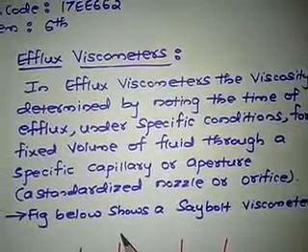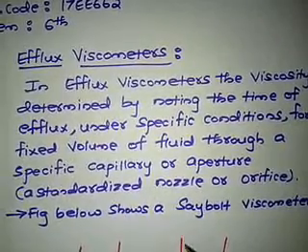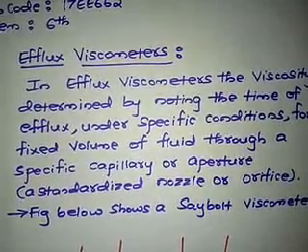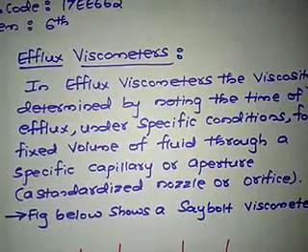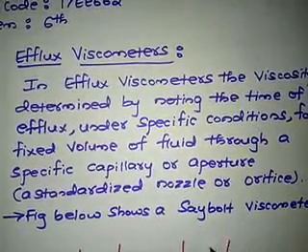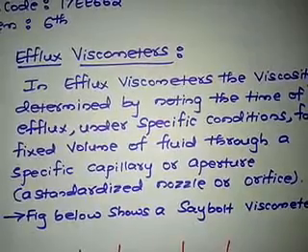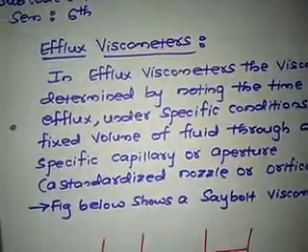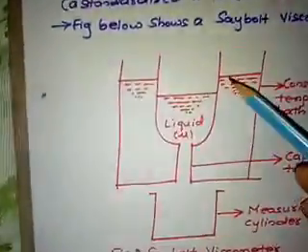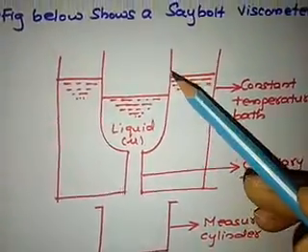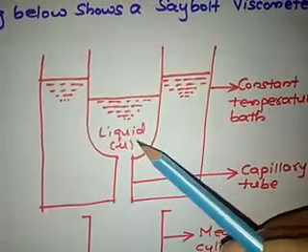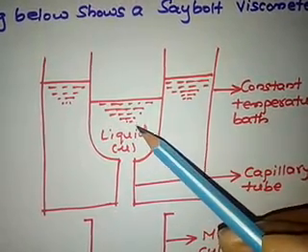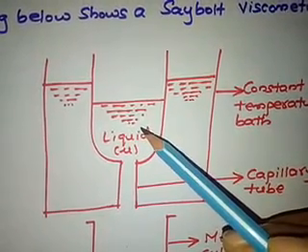So under specific conditions, the time taken for the liquid to flow out of the container through a specific capillary or aperture is measured. The aperture may be a nozzle or an orifice. The figure shown here is the Saybolt viscometer. The liquid is contained in a reservoir, in which the liquid whose viscosity we want to measure is filled.